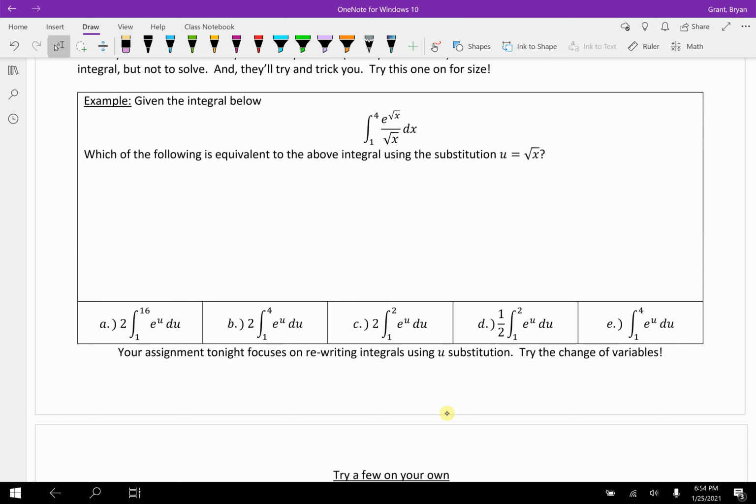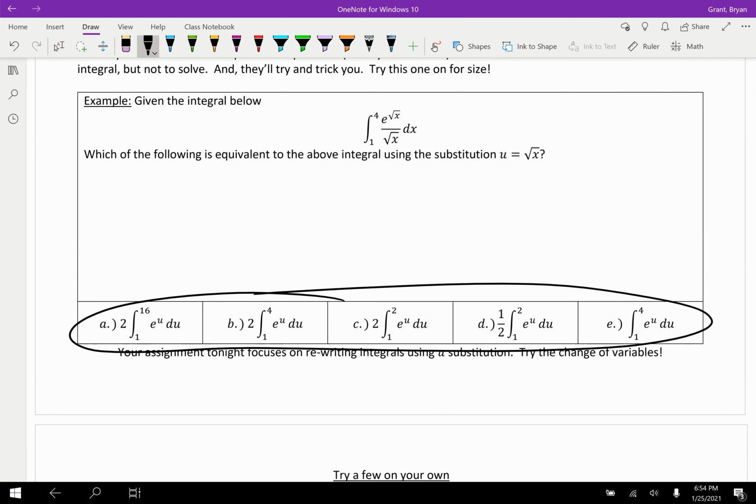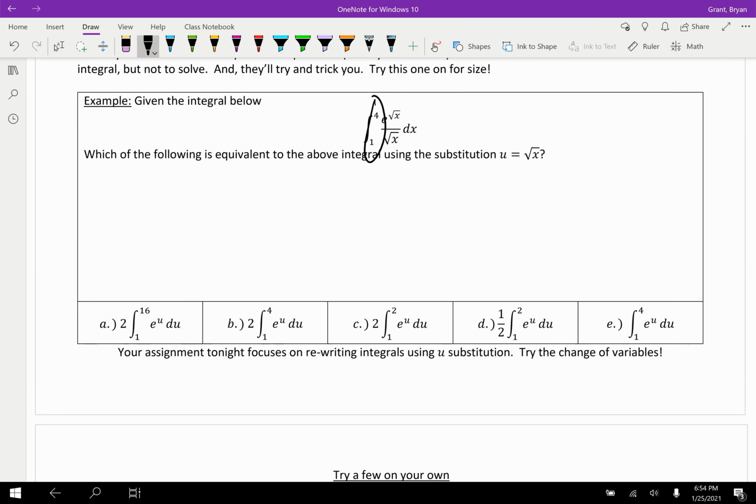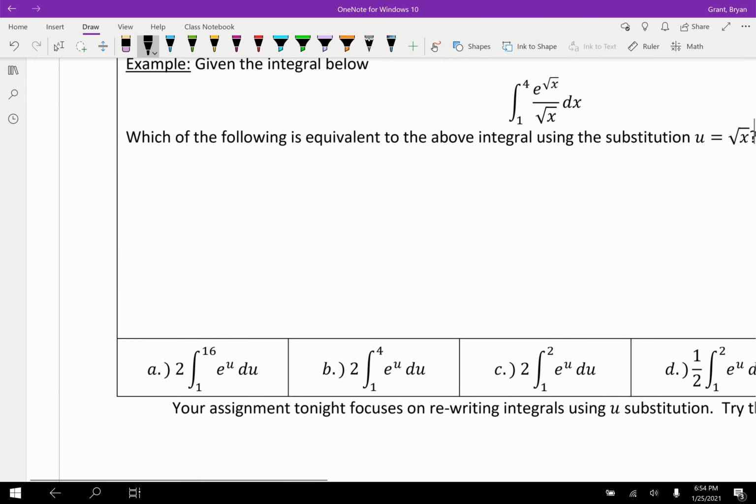Given the integral below, this crazy guy, which of the following is equivalent to the above integral using a u substitution? And so they don't actually evaluate the integral, they show different u substitutions, and you need to determine which one is correct. And you bet they're going to replace those endpoints as well. Now, they were nice here. They gave you the u substitution, which is really useful because this is actually a pretty tricky antiderivative to find. So let's see how this works.